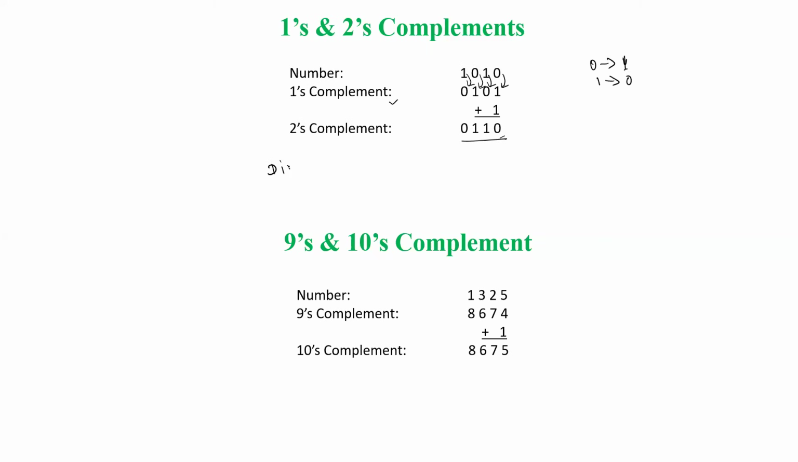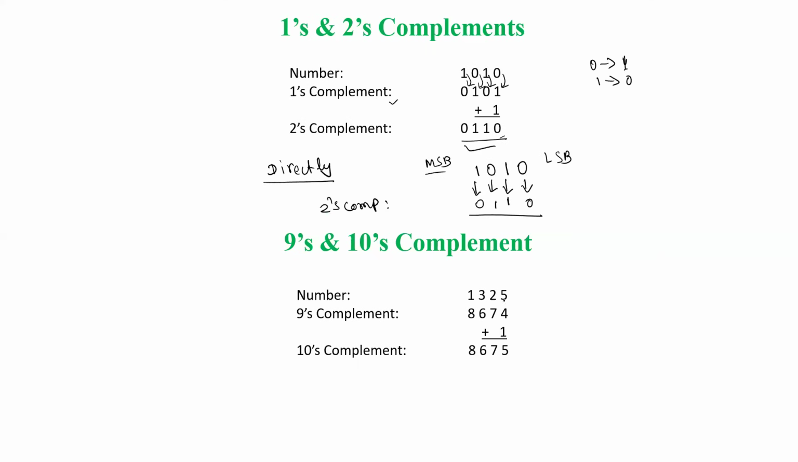If you want to find the 2's complement directly, what is the given number? The given number is 1, 0, 1, 0. What is the rule? Leave 0 unchanged from the LSV side. This is the LSV, this is the MSV. 0 unchanged. First non-zero also unchanged in case of binary. So it is 1, 0. Now this 0 will change to 1, 1 will change to 0. So you can see that both results are the same.